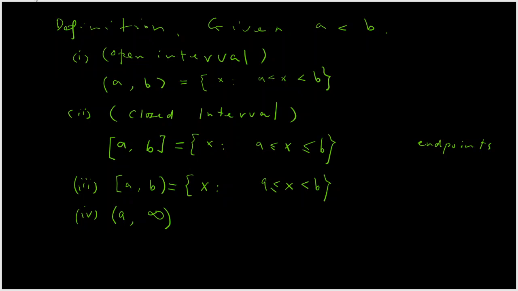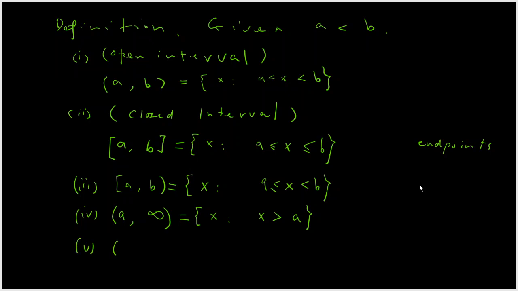This infinity is nothing special. It's a symbolic notation. So this notation just means the set consisting of all the numbers satisfying the condition that the number is greater than a. That's the definition. We can also define an interval like this. So maybe I will give you the definition.